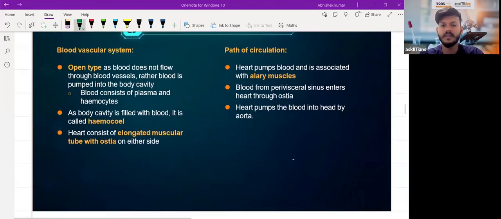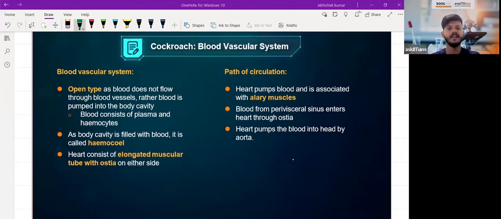So this is the blood vascular system of the cockroach. They have the open type blood circulation. That means blood does not flow through blood vessels, rather blood is pumped into the body cavity. The blood consists of plasma and hemocytes, right?